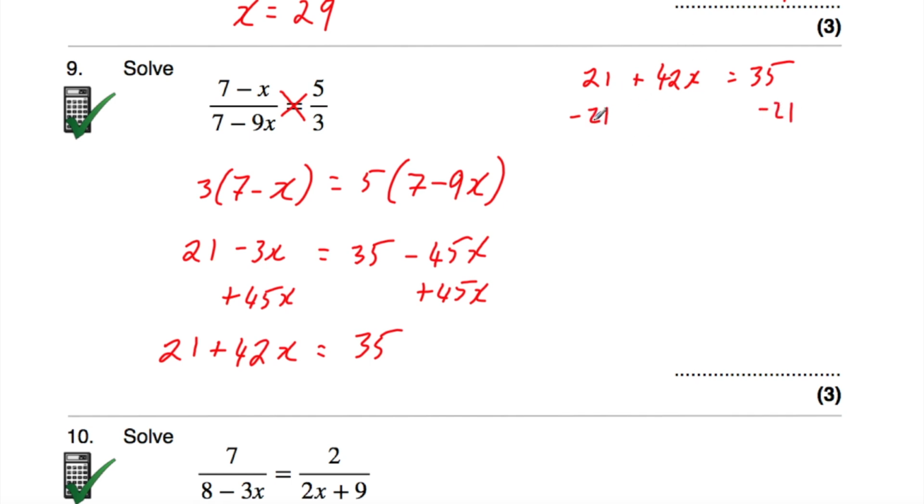On the left-hand side of the equation, we're taking away 21 to get rid of the 21, so we're left with 42x. And on the right-hand side of the equation, we had 35. Taking away 21 will leave us with 14. Okay, we're nearly there. We just need to solve this now.